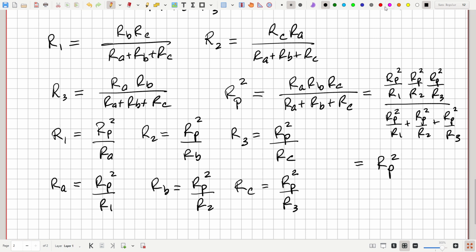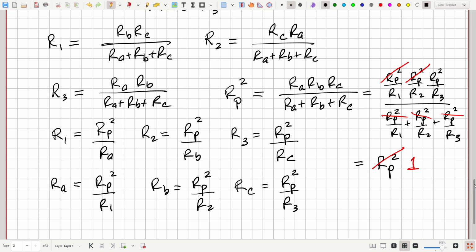Okay, so we can cancel, divide by that RP squared. That gets rid of one of these RP squareds. And then divide through by RP squared, top and bottom. Of course, this then leaves just a 1. And divide through by RP squared, top and bottom. That gets rid of another RP squared.